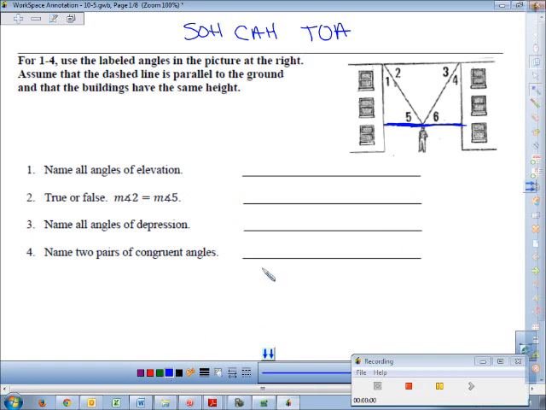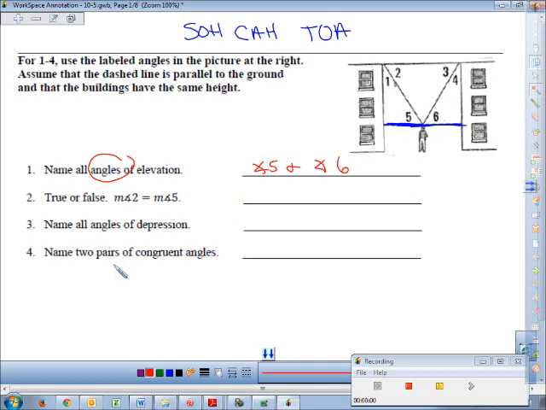What do you think? We got angles 1, 2, 3, 4, 5, 6. What do you think? Don't just put 5 and 6. How do you want to write it? Angle 5 and angle 6. Okay?